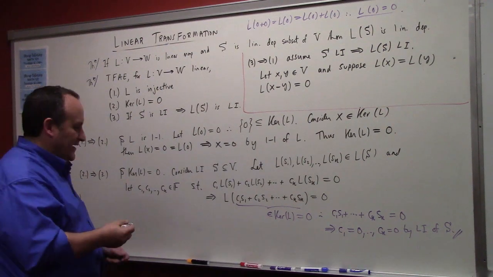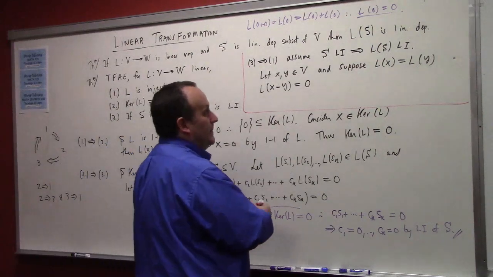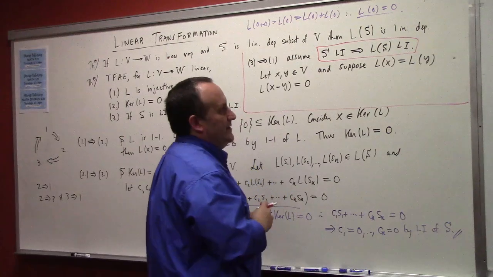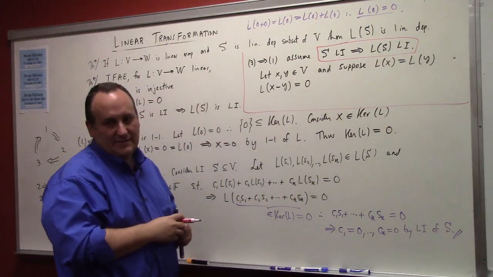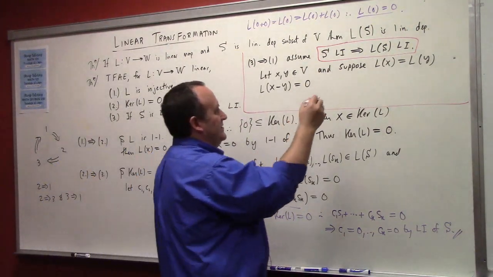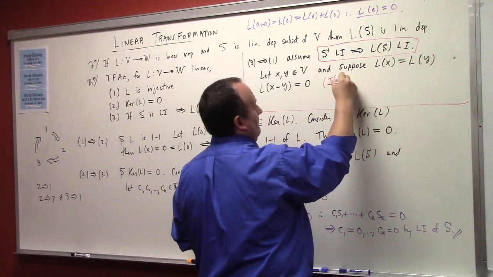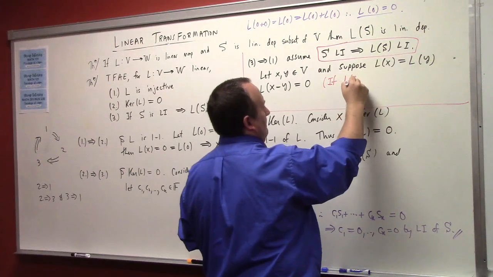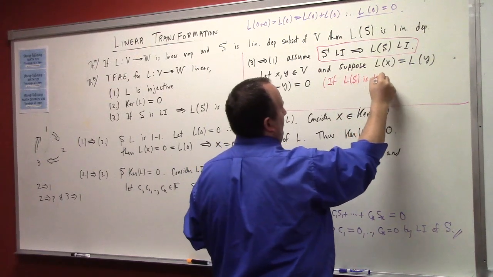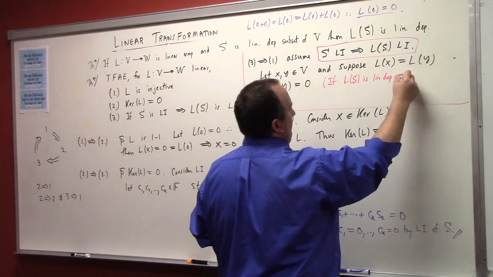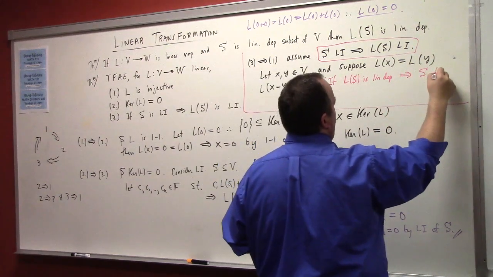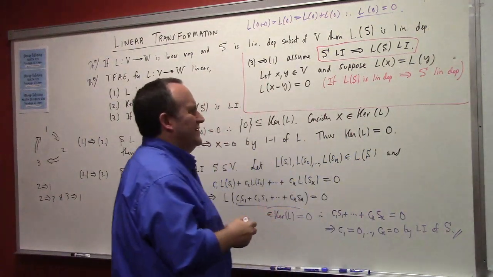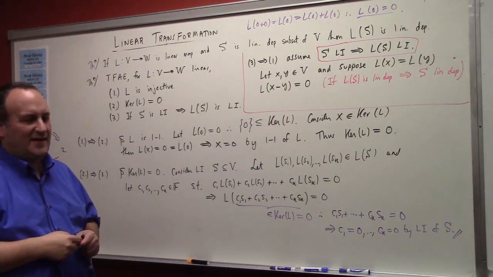Can you tell me something logically we could do with this? Like Math 200 style. How about this? If S is linearly dependent, if L of S is linearly dependent, what's that called? I forget the name of these things. Contrapositive, that's right.